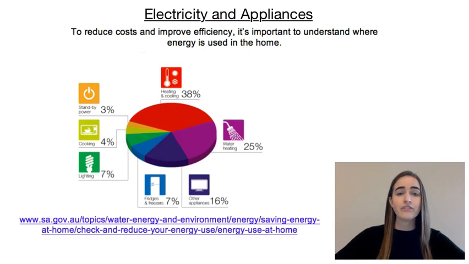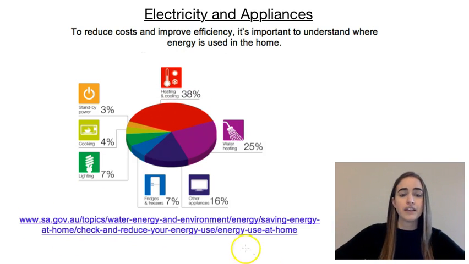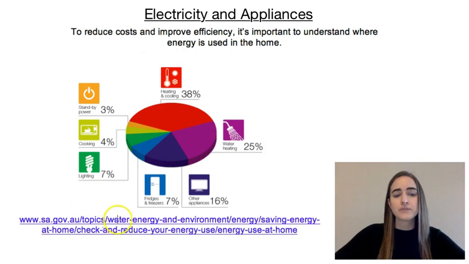In this video, I want to have a look at electricity and appliances. So if we want to reduce the amount of money we're paying in bills every month, and we also want to improve our efficiency because it helps the environment, it's really important to understand how and where energy is used in the home. So this graph is from this website, it's down the bottom here. This website has lots of good things about how energy is used in the home and things you can do to reduce your electricity usage.